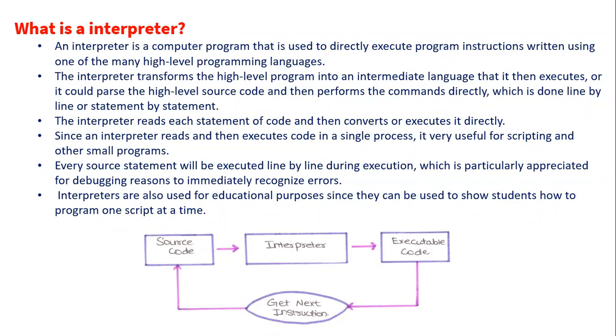Now the interpreter reads each statement of a code and then converts or executes it directly. Now since the interpreter reads and then executes the code in a single process, it is very useful for scripting and other small programs. That is, when we consider small programs for execution, we need to trace that particular program. We want to check the output of every statement of the program. At that time we can consider this interpreter. Now in other words, we can say these interpreters are used by those who are starting programming.